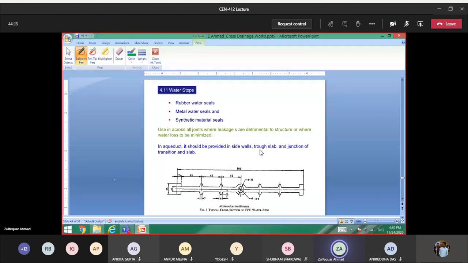Then once you are providing some expansion joints or construction joints, these are water-retaining structures, right? In that water structure, there should not be any seepage. So in that case, what is being done is, in those joints, water stops are provided, okay? These water stops may be a rubber water seal, a metal water sheet, or PVC strips also, okay?